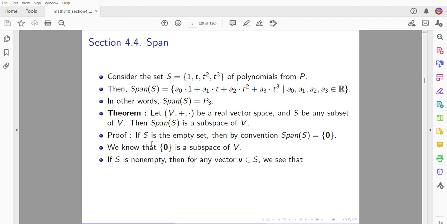Now, on the other hand, if S is non-empty, then for any vector v in S, we see that 1 times v, because S is non-empty, you have a vector in it. 1 times that vector is in span S, because that's what span is, all sorts of linear combinations. So 1 times v, which is v, is in span S. So for every vector v in S, it is in span S. In other words, S itself is contained in span S. So you know span S is non-empty.